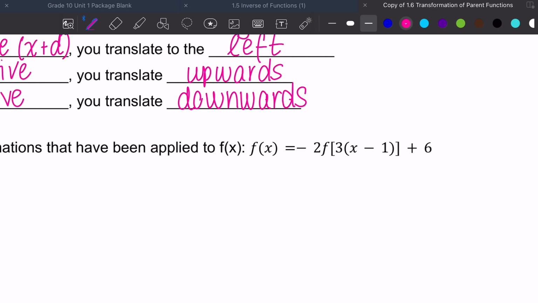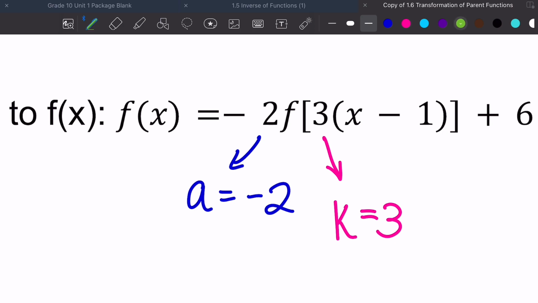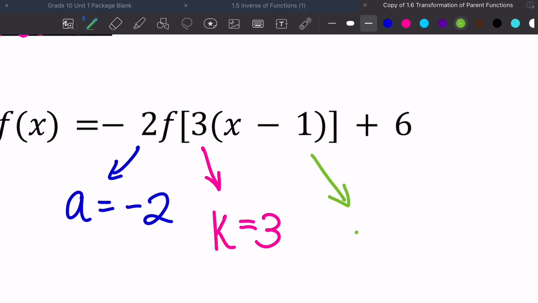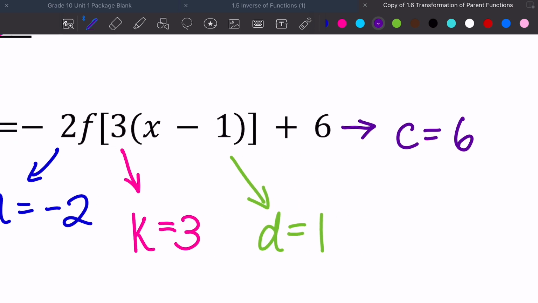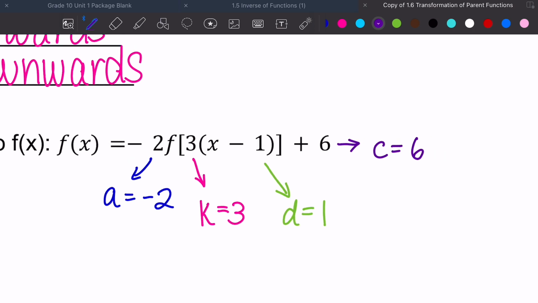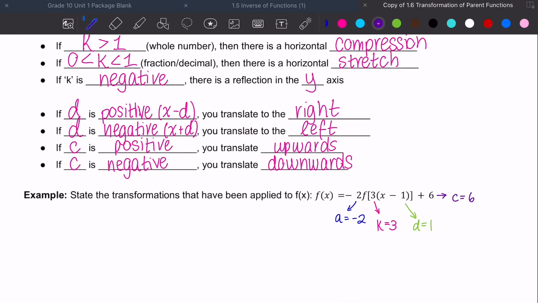So, okay, starting with, I would label what is your A, what is your K, what's your D, and what's your C, which it looks like in front, I've got my A is equal to -2. My K is equal to 3. My D, is that going to be a -1 or +1? +1. And then lastly, which I'll do in purple, a different color, my C, which is 6. So, okay, I've identified all of them. Everything's in the place that it needs to be. Now I'm just going to go left to right and describe my transformation.